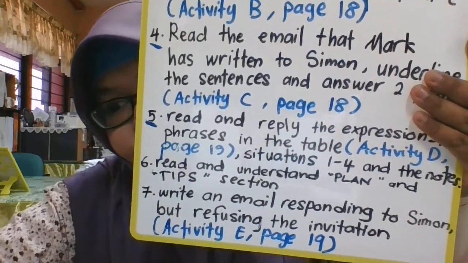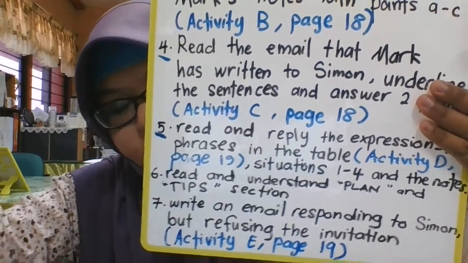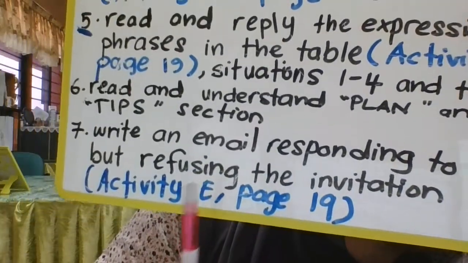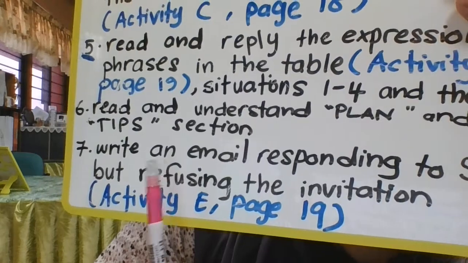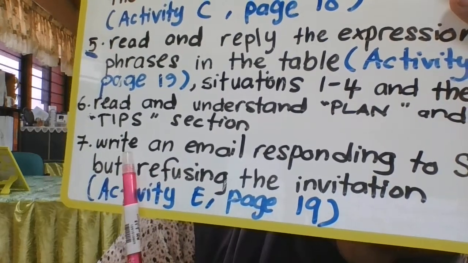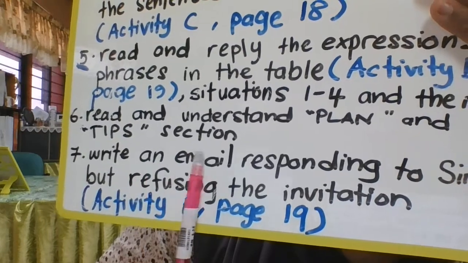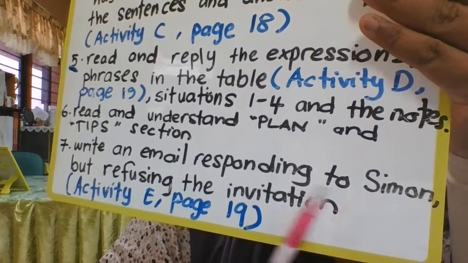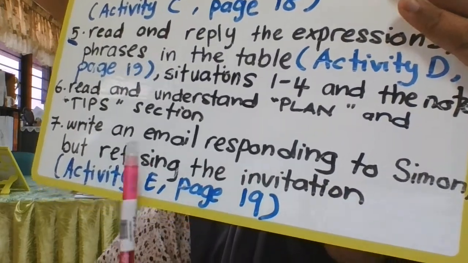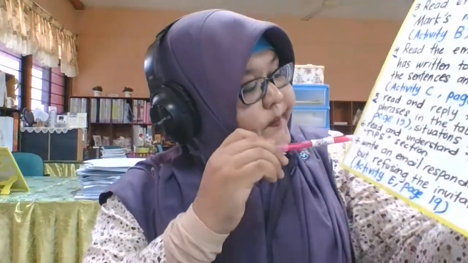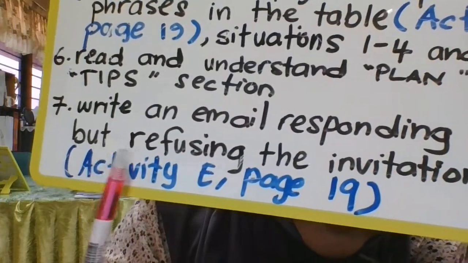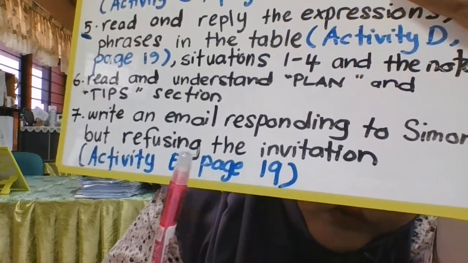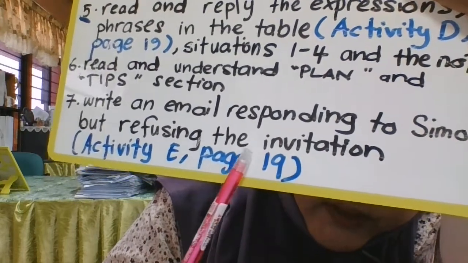What is this? This is what you should do to actually do the writing. This is our ultimate goal for today's lesson, which is for you to write an email. Tulis satu email responding yang memberikan jawapan to Simon. Memberi jawapan kepada Simon, but refusing, tetapi tidak mahu. Cuba say you don't want to the invitation. You cannot go to the invitation.